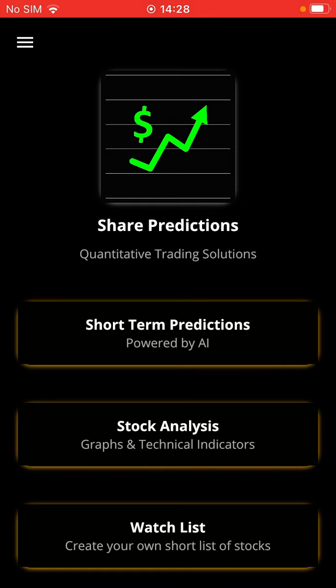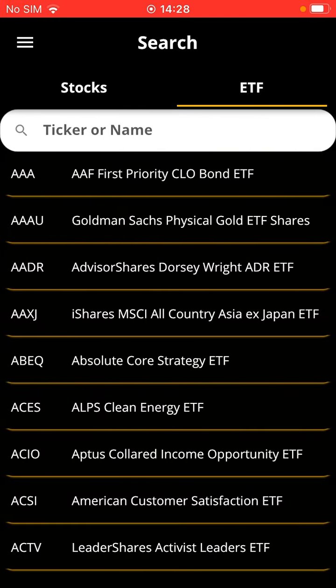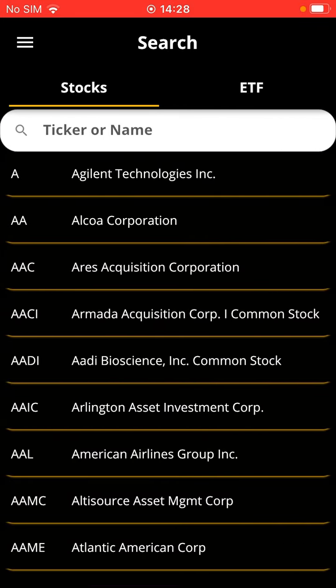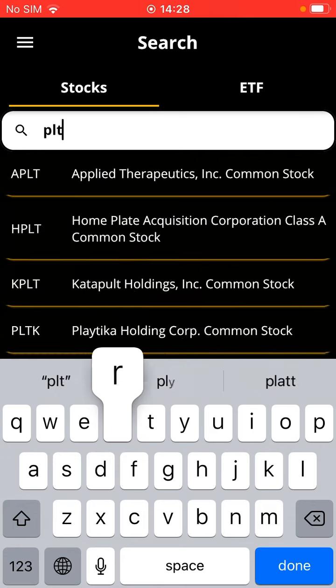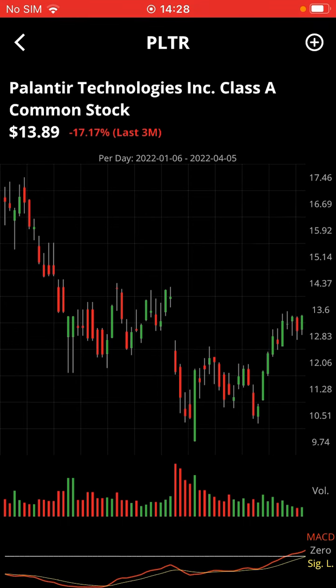To be able to do the analysis, we press on the middle button here, named Stock Analysis, which brings us to the search page for ETFs and stocks. And under the stocks, we just search for the ticker PLTR, which is the ticker for Palantir Technologies, which brings us to Palantir's details page.